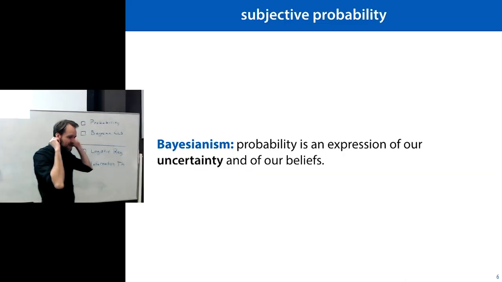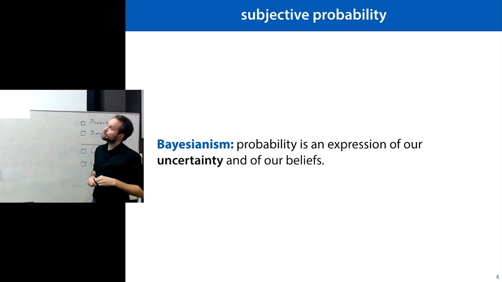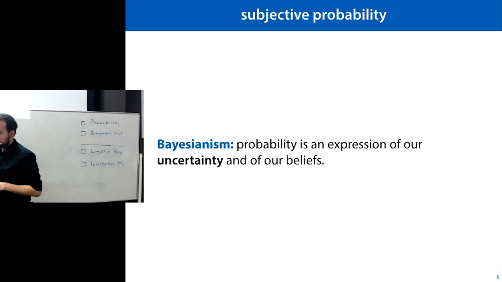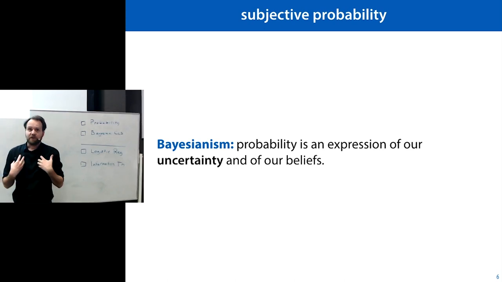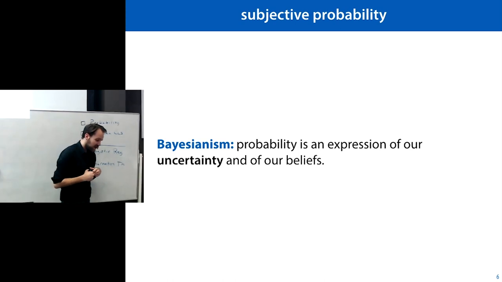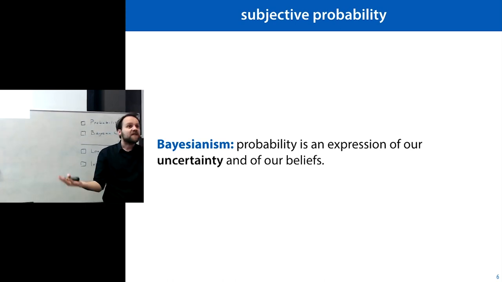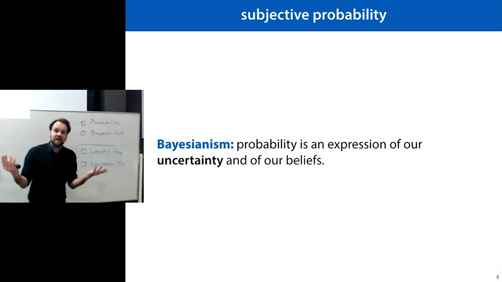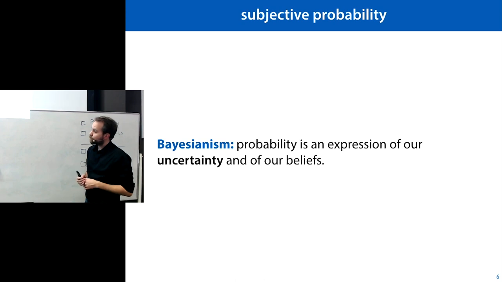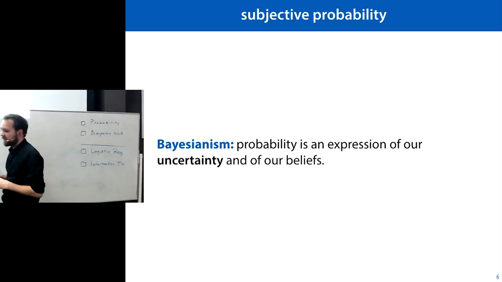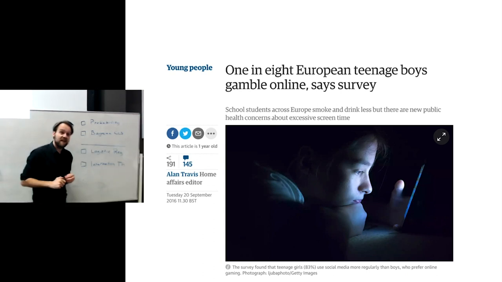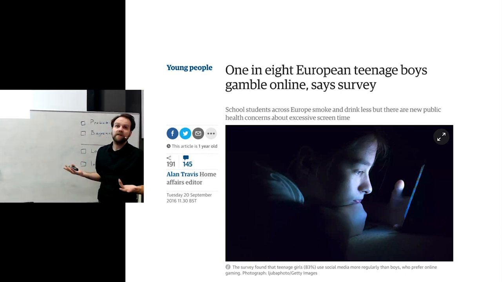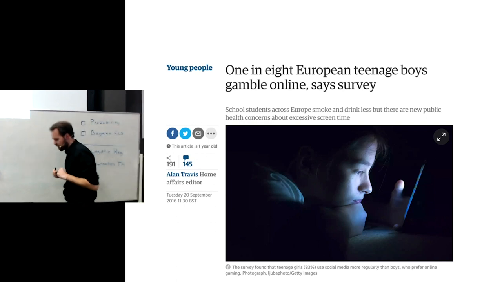There's an alternative interpretation of the word probability called subjective probability, of which Bayesianism is the most common proponent, which says that probability is an expression of our uncertainty. It's a personal expression. Note that this encapsulates frequentism, because if we do an experiment, we don't know beforehand what the outcome is going to be, so we are uncertain about the outcome. So we can express that uncertainty as a probability. But we can also express other things as probability, such as the probability that our son is gambling. We don't know, we are uncertain about it, so we can say the probability is 1 in 8.